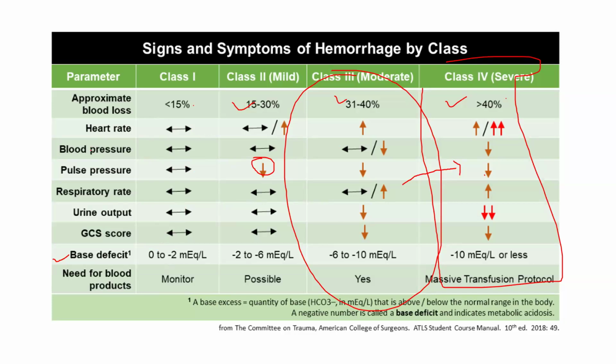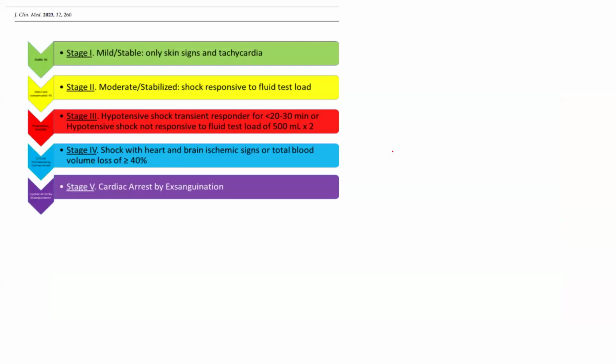Okay, but if the patient doesn't do so, they can slip to class 3. If not checked, they can go to class 4. Okay, so this is a major understanding of hemorrhagic shock. Based on this understanding, there was another classification which was recently published in the Journal of Clinical Medicine. They classified it under 5 stages.